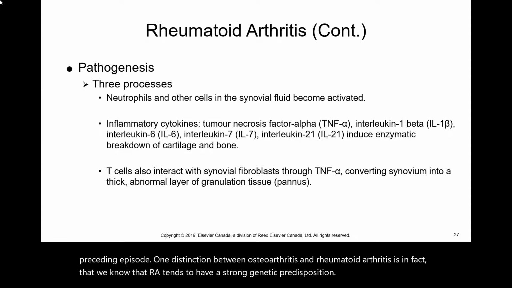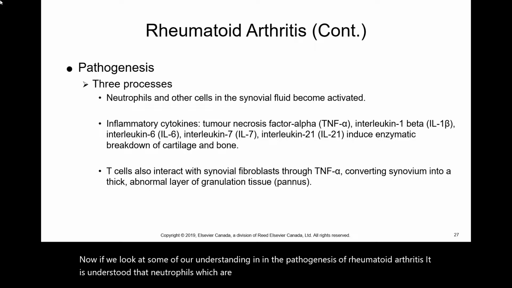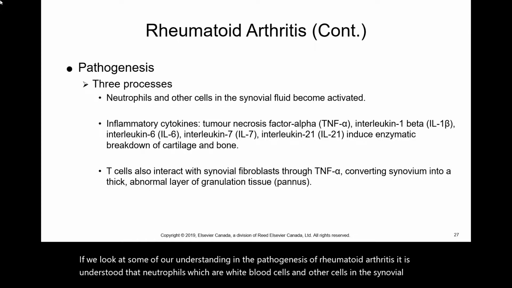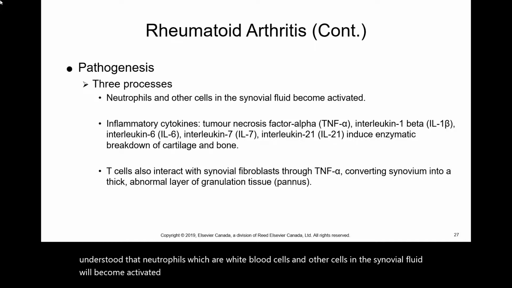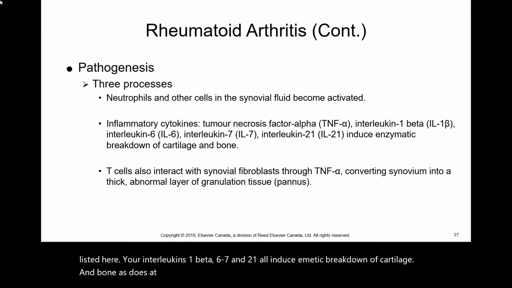Now, if we look at some of our understanding in the pathogenesis of rheumatoid arthritis, it is understood that neutrophils, which are white blood cells, and other cells in the synovial fluid will become activated, as will inflammatory cytokines. And so a number of the cytokines are listed here. Your interleukins, 1 beta, 6, 7, and 21, all induce the enzymatic breakdown of cartilage and bone, as does TNF alpha, or tumor necrosis factor alpha.